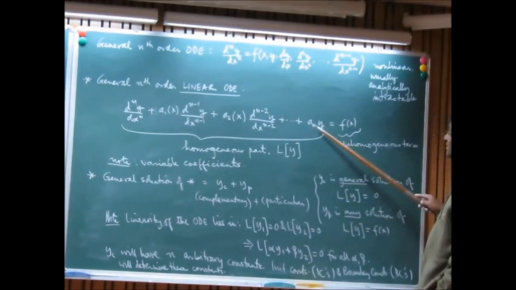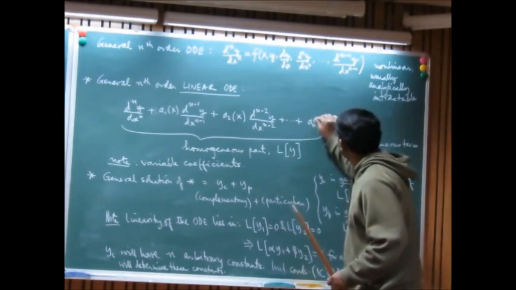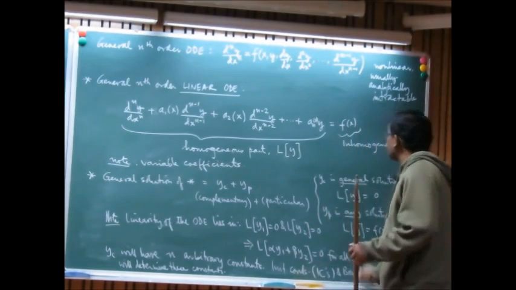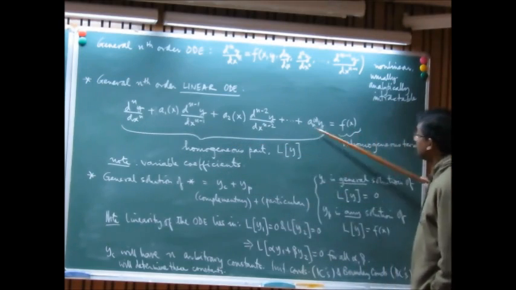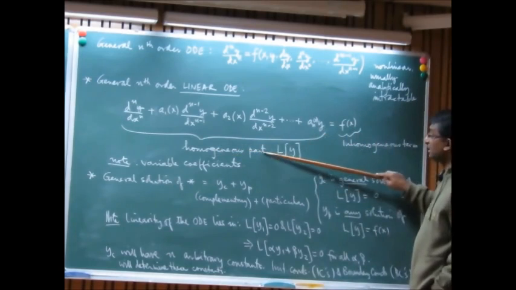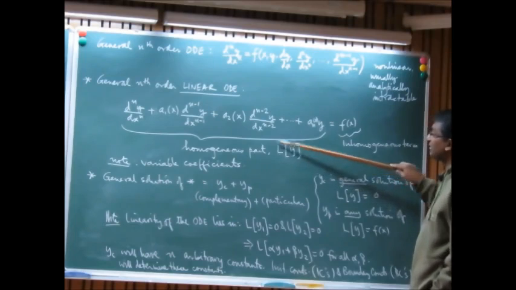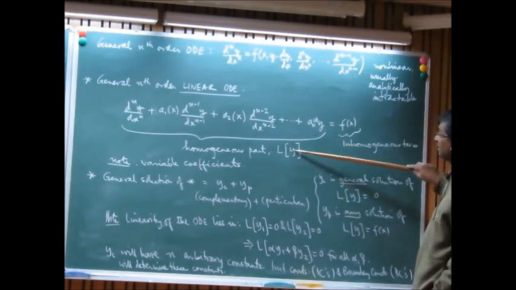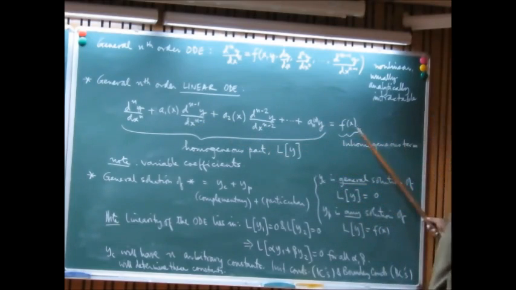In this way, some function of x, a_n of x, times y is f of x. This entire left hand side is called the homogeneous part, and formally it can be called L of y, where L is this operator. Given any function y, you can evaluate the left hand side, that's L of y. This right hand side is called the inhomogeneous term.